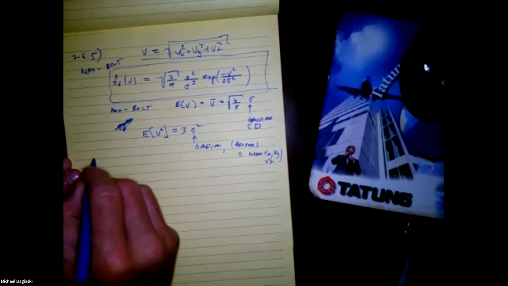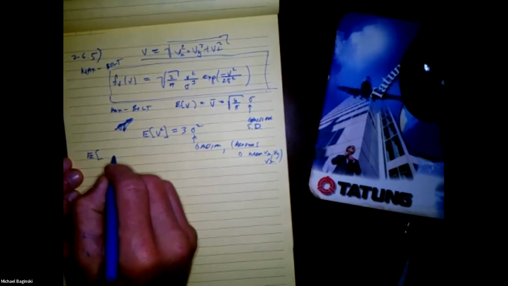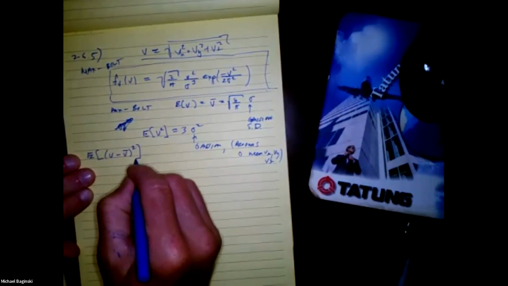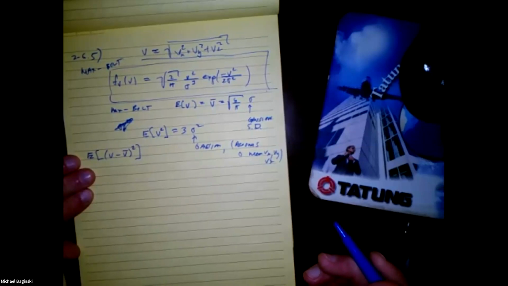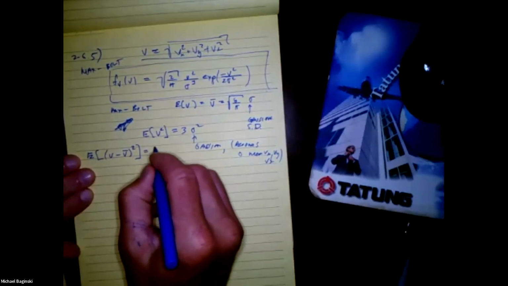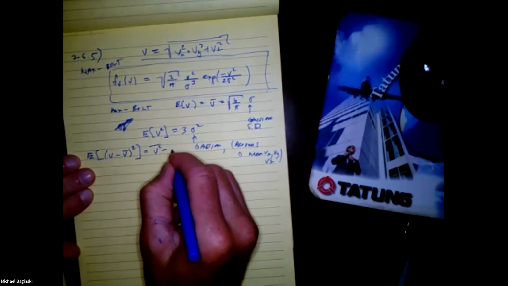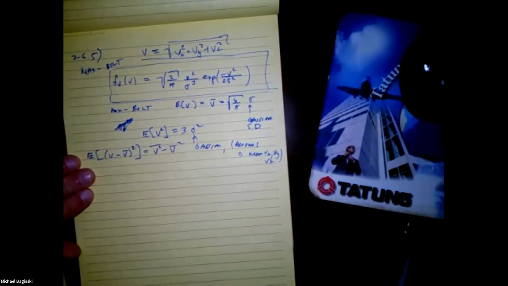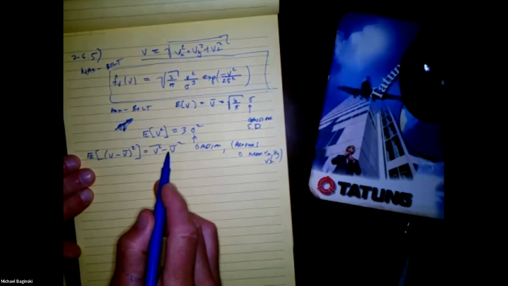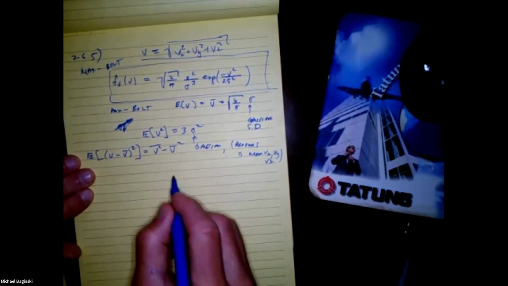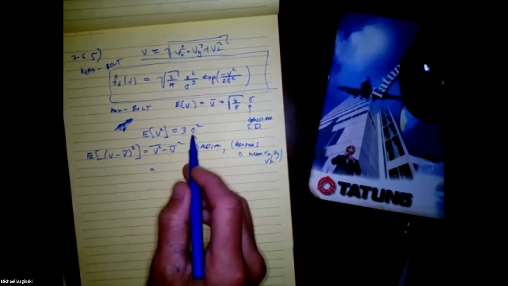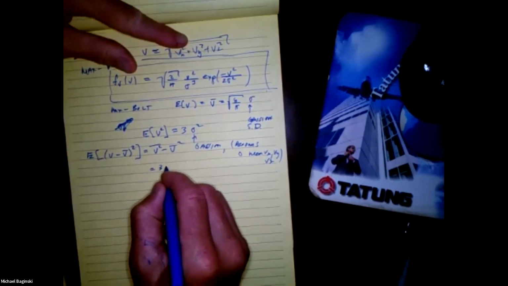Think about this. That's the expected value of the quantity V minus V bar squared, right? That's a second central moment. That's always going to be V squared bar minus V bar squared. Y'all remember that? So it's going to be the second moment value minus the mean value squared. And what's that going to be? That is 3. You can always get it this way.